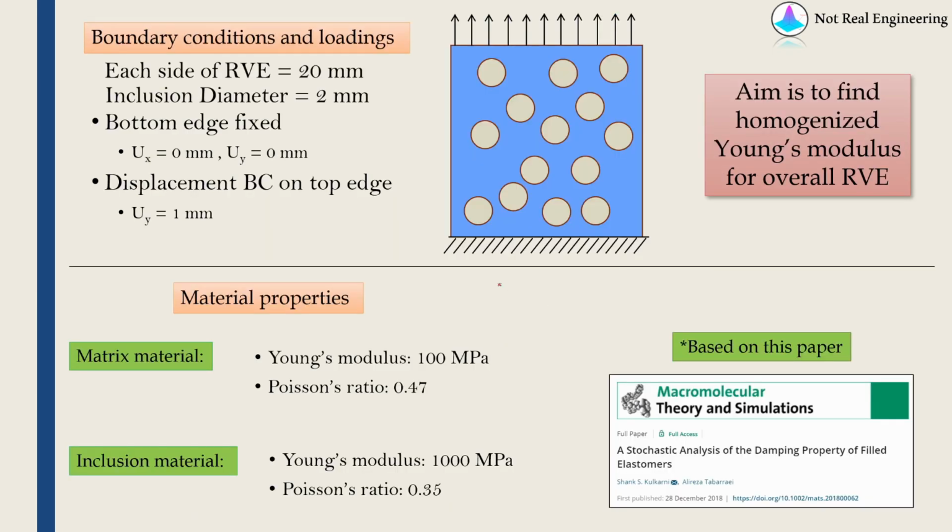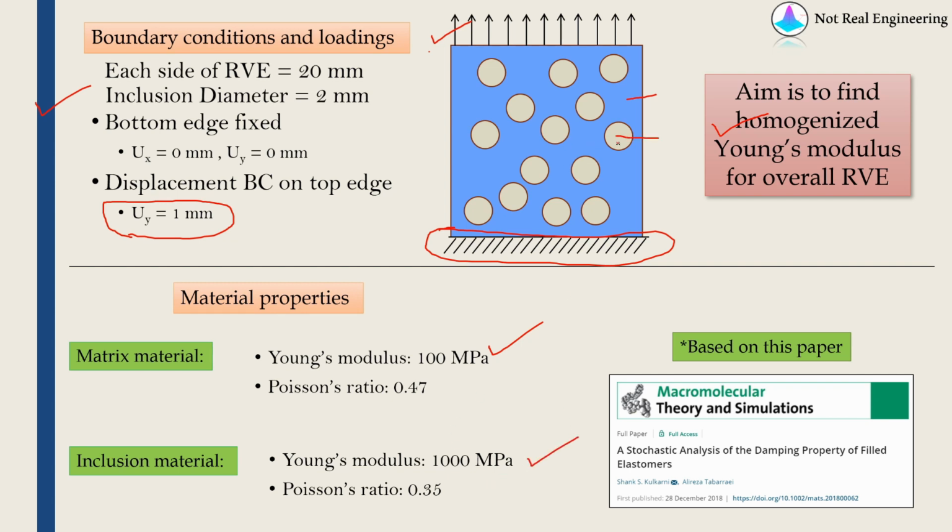And once we have this geometry ready, what we are going to do is, we are going to fix the bottom edge of this RVE and we are going to apply a displacement boundary condition on the top edge of RVE. The dimensions of RVE are given over here, and you can see we will apply a displacement of 1 millimeter on this top edge. Our aim is to get homogenized Young's modulus. So Young's modulus of matrix is given over here, which is 100 megapascal, and Young's modulus of inclusion is given over here, which is 1000 megapascal.